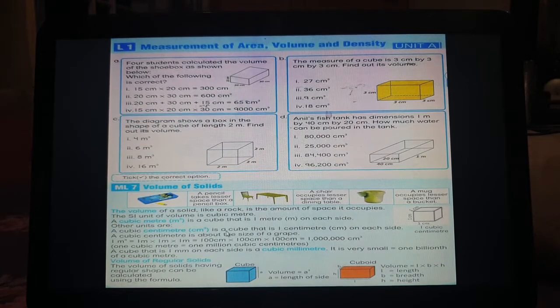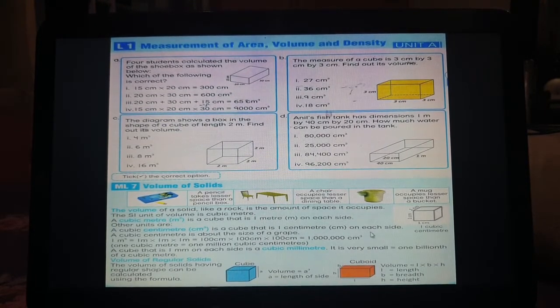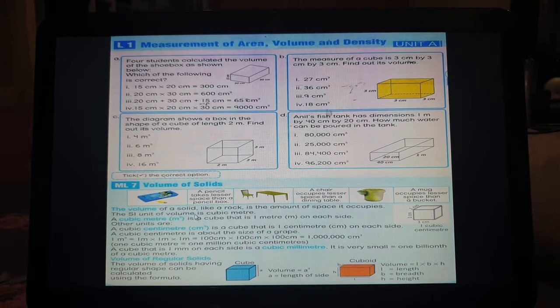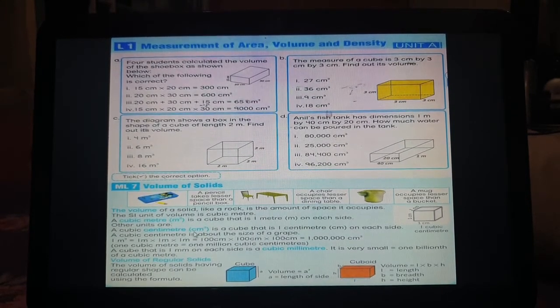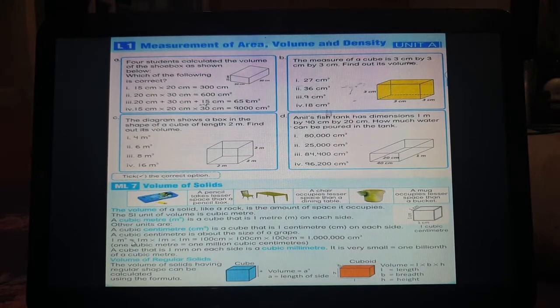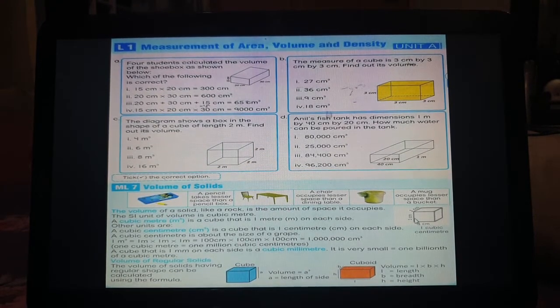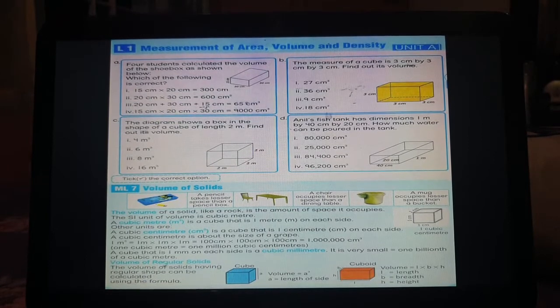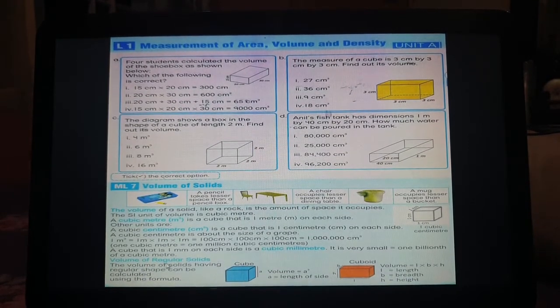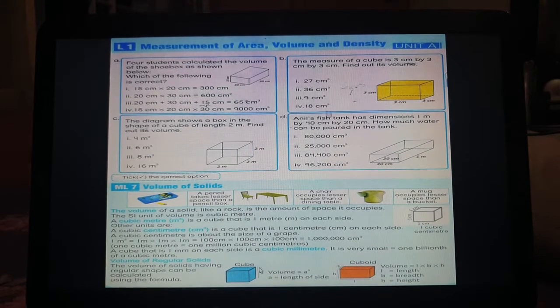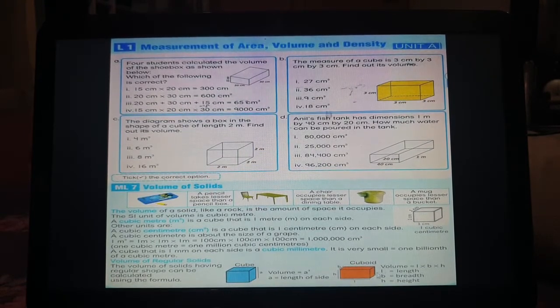A cubic centimeter is a cube that is 1 centimeter on each side. So here meter cube is different, centimeter cube is different. One meter cube means all the three sides should be 1 meter, whereas when we are talking about centimeter cube, all the sides should be 1 centimeter. Okay, so this is about the cube. We have two different types of regular solids given here. One is in the form of a cube, and the second is in the form of a cuboid.